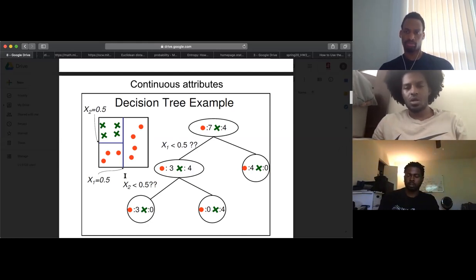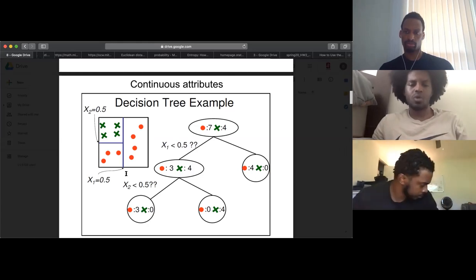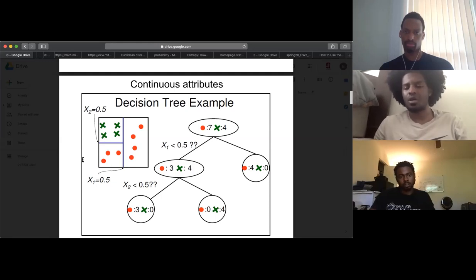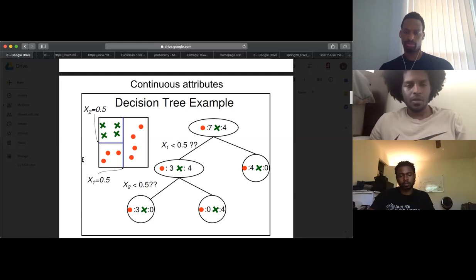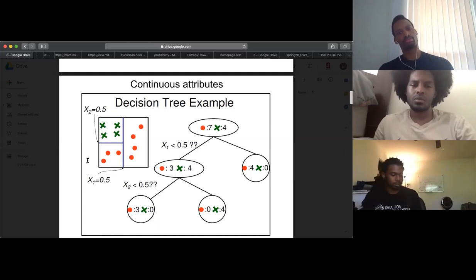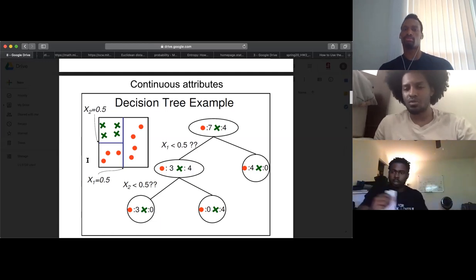You can see that if the value of x1 is below 0.5, you have 3 red dots and 4 green crosses. And if x1 is greater than 0.5, it's all red dots. That is a really good value to split on because there's very little uncertainty. For the other side, there's uncertainty in the distribution of samples.